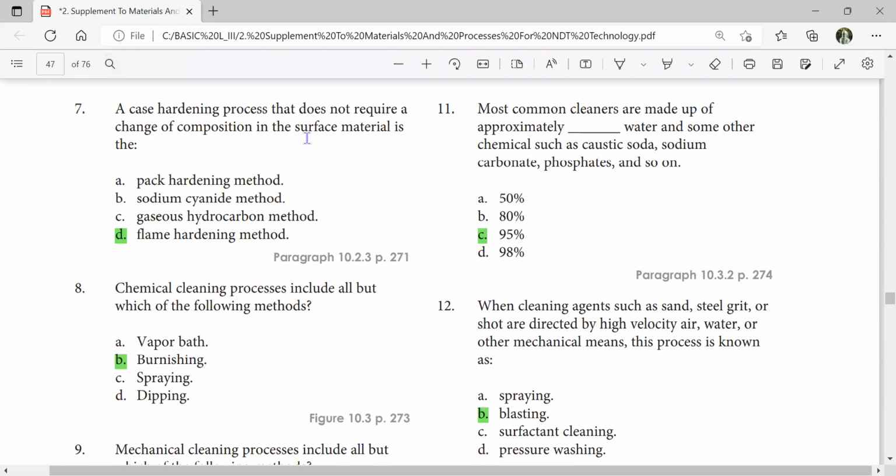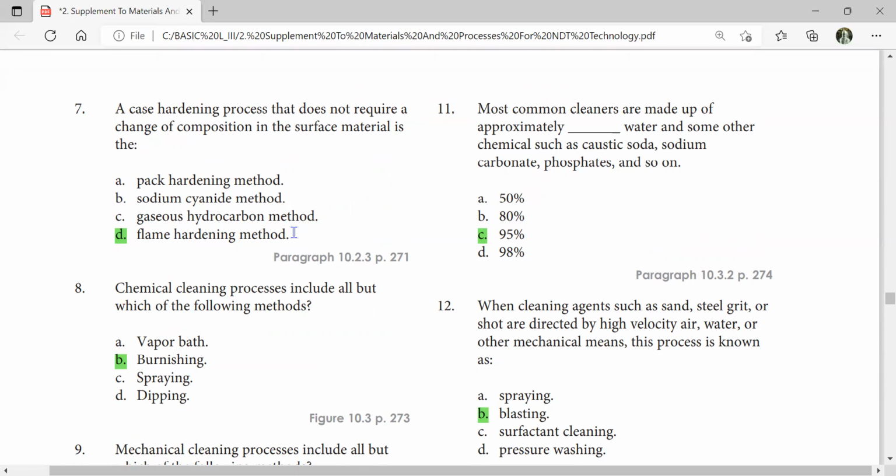A case hardening process that doesn't require a change of composition in the surface metal is the flame hardening method. It is not changing composition, it is changing only the structure, forming carbide, that's all, which is the composition of the parent metal. So there is no changing of the parent metal composition.